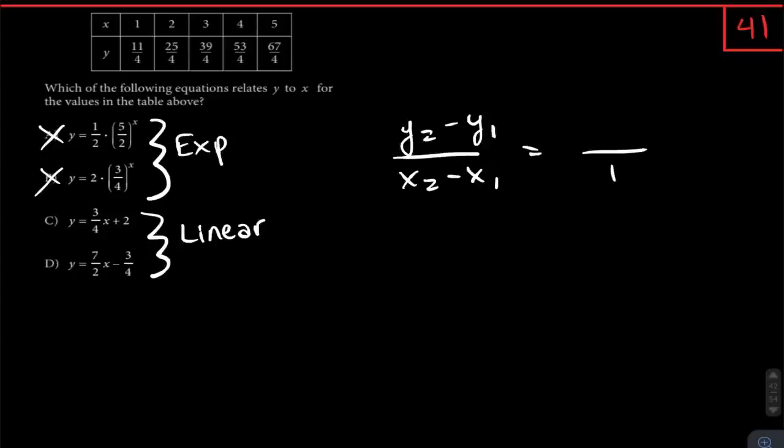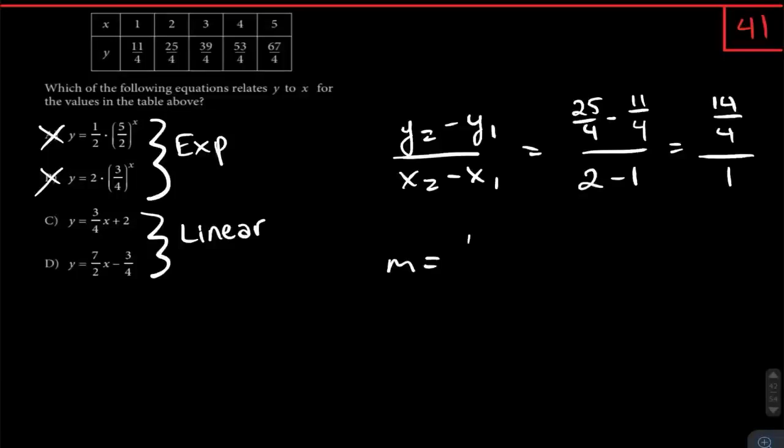You're just increasing by 1. Let's just take these first 2 points here, right? You'd have 2 minus 1 in the denominator, and you'd have 25 over 4 minus 11 over 4 in the numerator. And that gives you 14 over 4 all over 1. And so you know your slope, right? M is going to be 14 over 4, and that reduces to 7 over 2, just dividing by 2 over 2 here. So that is choice D.